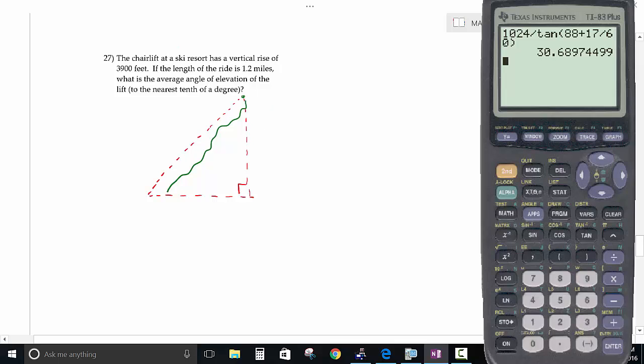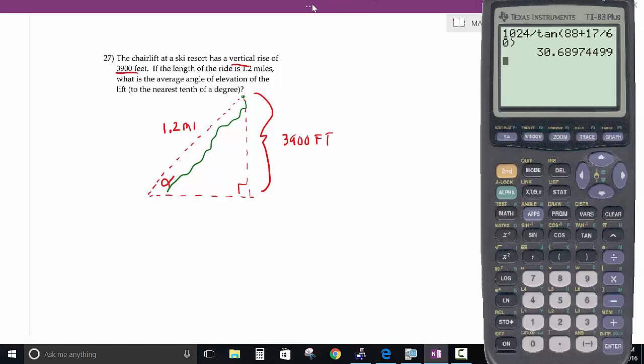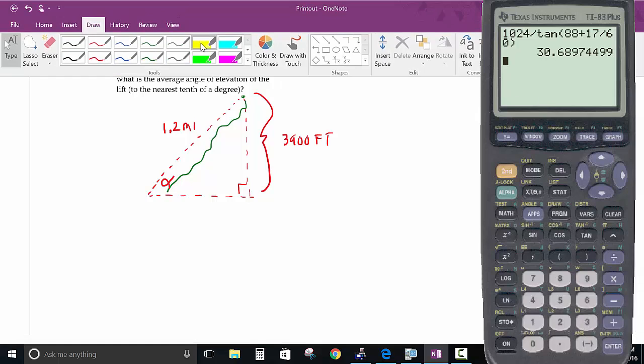Then it says it has a vertical rise. So that's going to be talking about this piece right here. That looks like 3,900 feet. And it says the length of the ride is 1.2 miles. So that length of the ride has to be the hypotenuse of the triangle. Now what you're going to do is find the average angle of elevation. All right, we have something different than the tangent for a change. Awesome. Okay, so here's what we have.